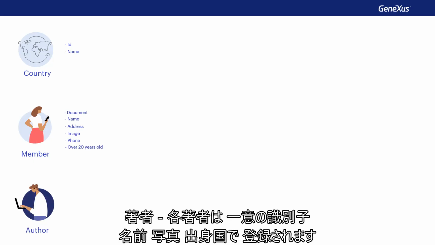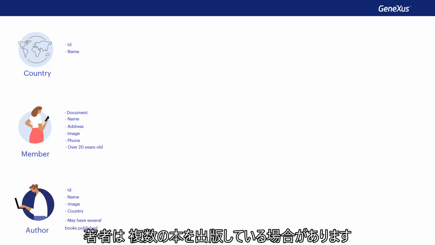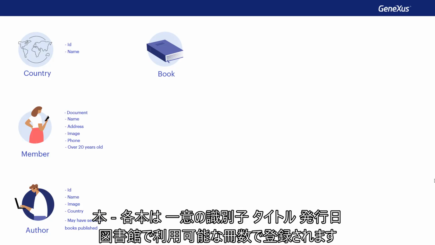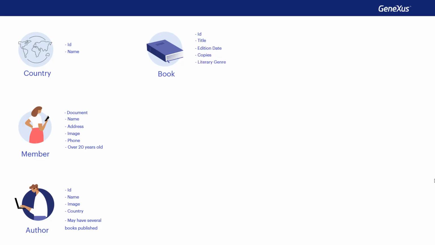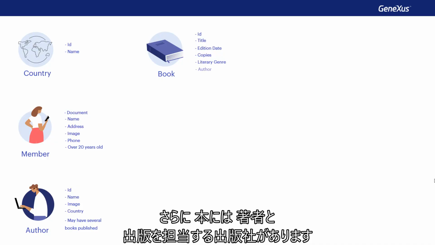Author. Each author is registered with a unique identifier, name, photo, and country of origin. An author can have several books published. Book. Each book is registered with a unique identifier, title, date of publication, and number of copies available in the library. It can be a novel, an essay, a poetry book, and so on. Therefore, a book belongs to a literary genre. In addition, a book has an author and a publishing house in charge of its publication.